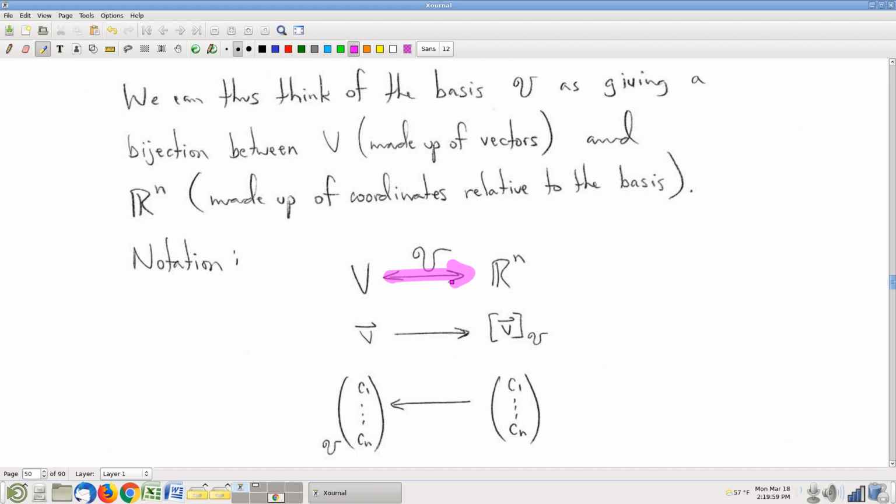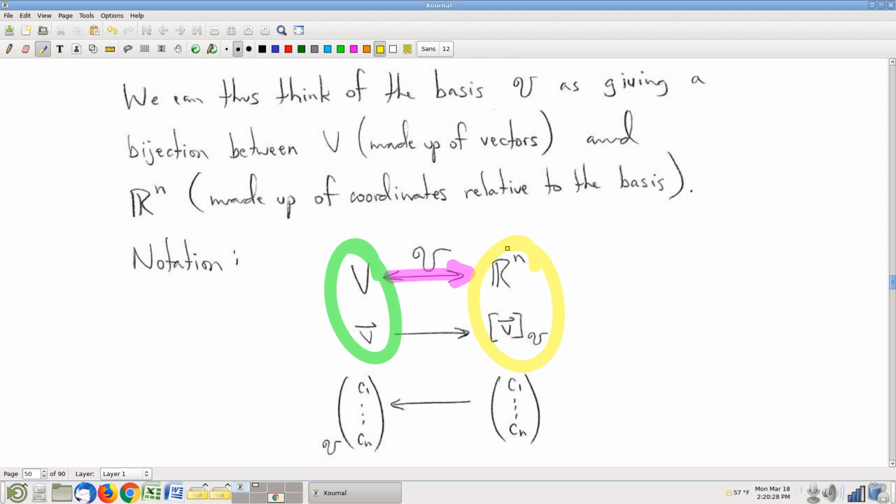Let's think of it as a function because it allows you to take a vector in the vector space, and then it returns to you a list of coordinates that I can think of as being an Rn. So a basis is a function. You give me an input, I give you an output. The input's a vector in a vector space. The output is an ordered n-tuple.